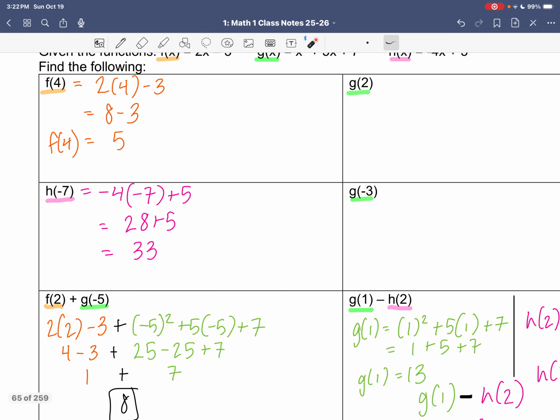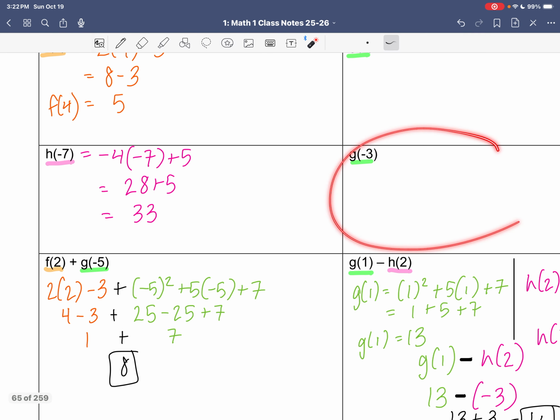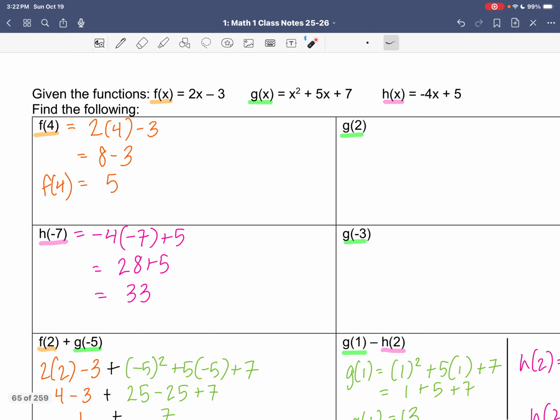Okay? I'm going to skip this one, but you're going to take this one and use that here, but wherever you see x, you're going to put 2. So it should be 2 squared plus 5 times 2 plus 7. Go ahead, solve that one. Okay, now for h of x, same thing. We're going to put a -7 wherever x is, and we get 33. So go ahead, I want you to try this one. So try both of those.